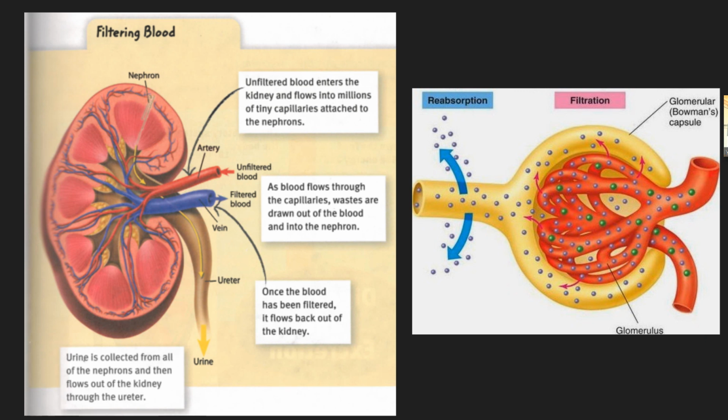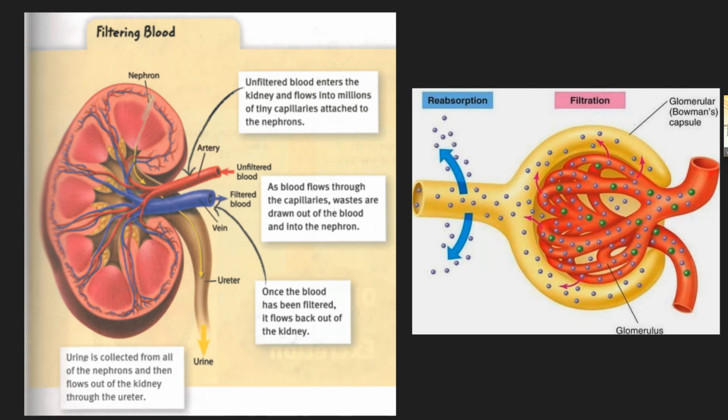Now let's take a look at the urinary system. So the urinary system, right, the kidneys and the system that produces urine, that is a part of the excretory system. So remember, the lungs, the skin, the digestive system, and the kidneys are all part of the excretory system. So you have to know all of those.